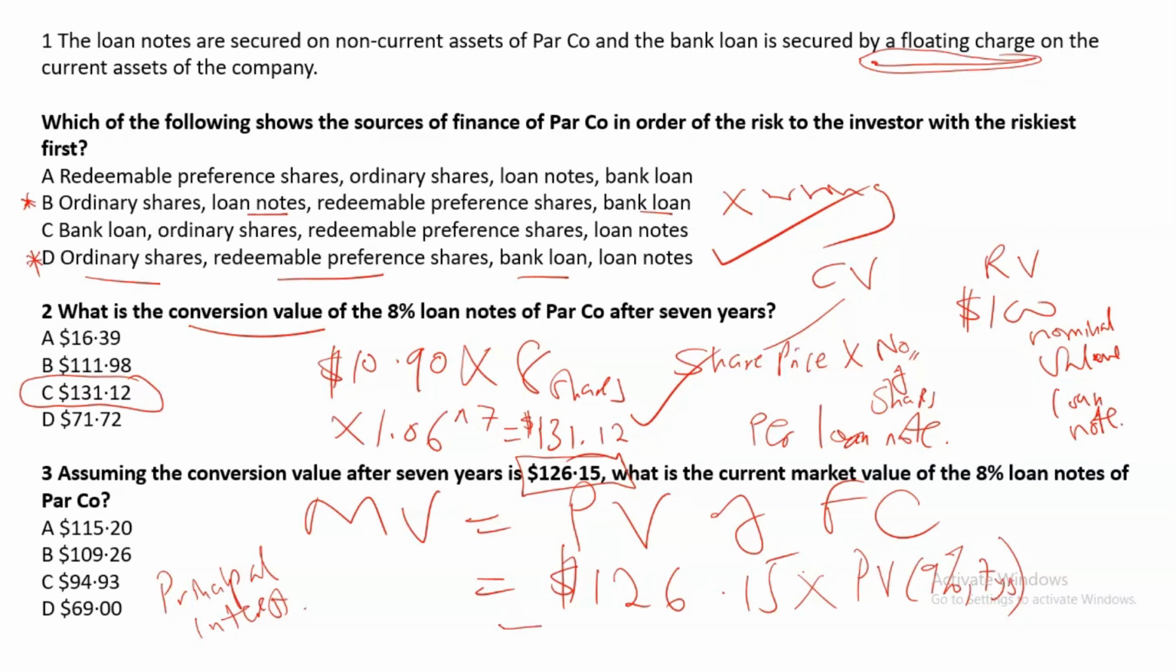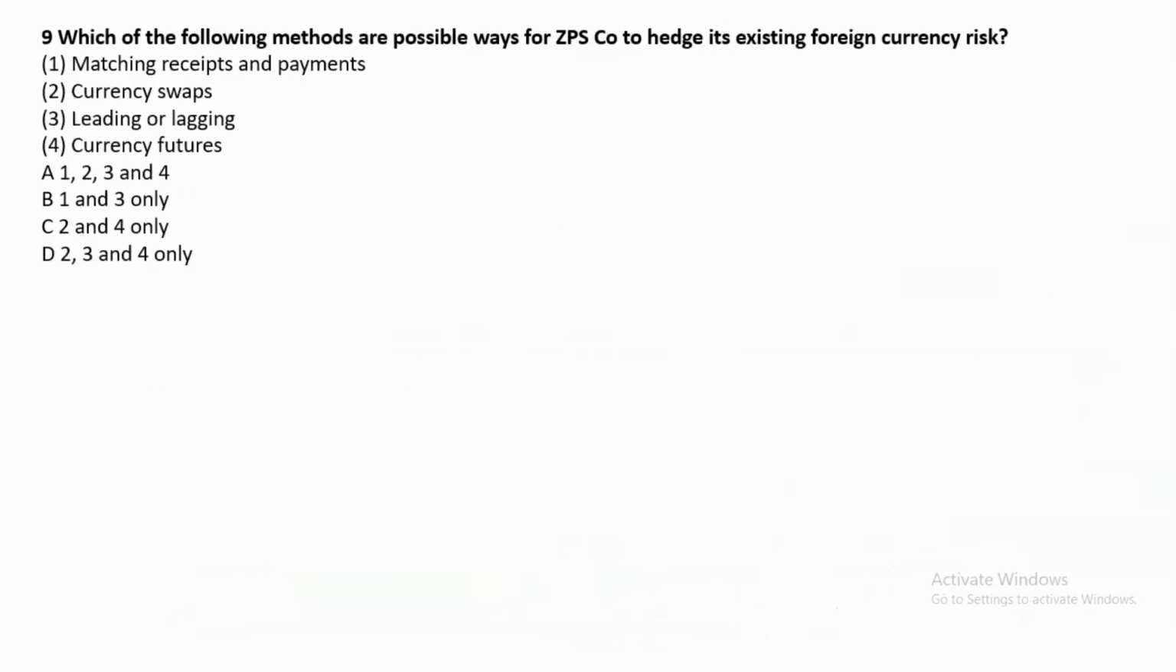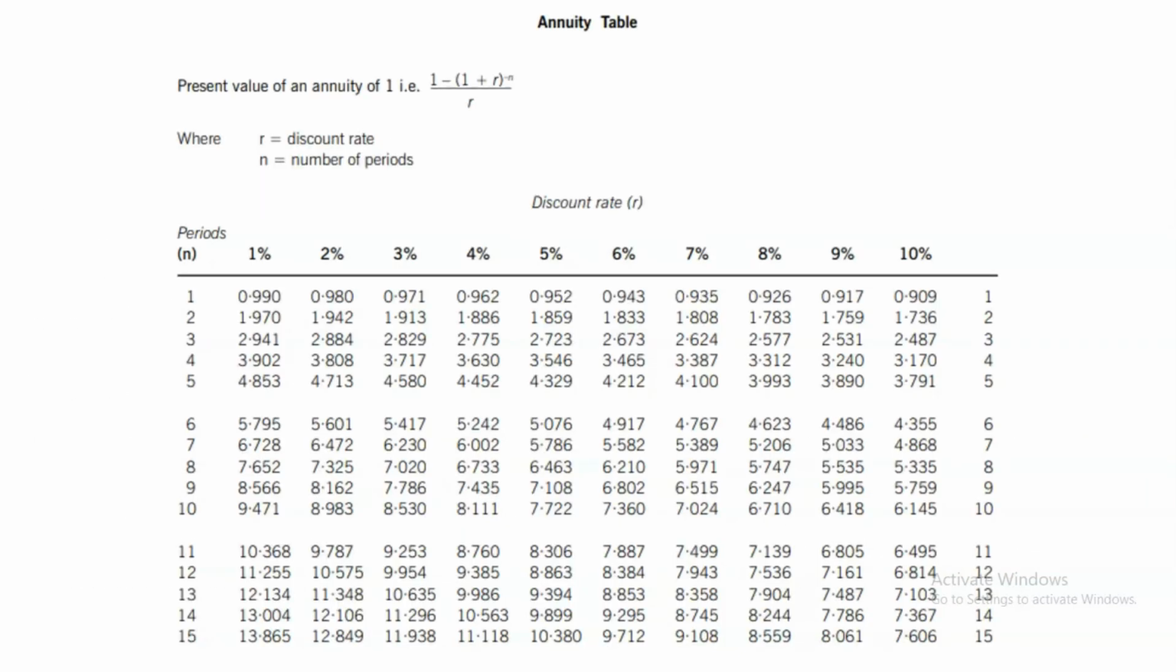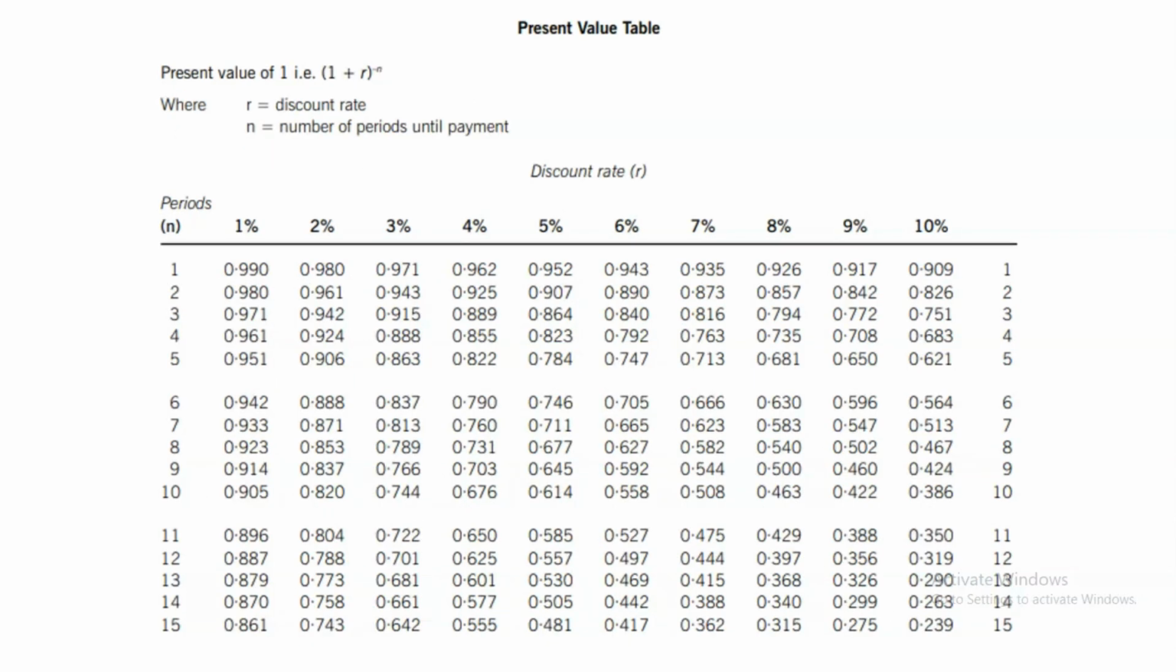So the principal would be worth how much today? If we go to the present value tables, let me look for those. Yes, I think these are the tables. These are not the annuity tables. No, we go to the present value tables. Why? Because this is a cash flow that is going to occur in 1 year, that is in year 7 only. So we use the present value tables.